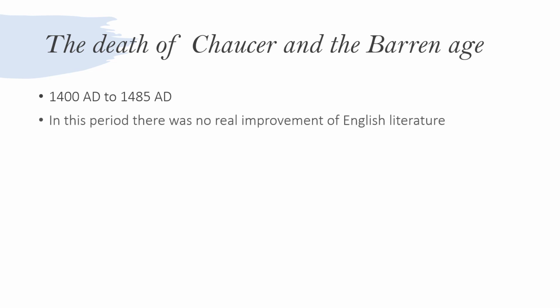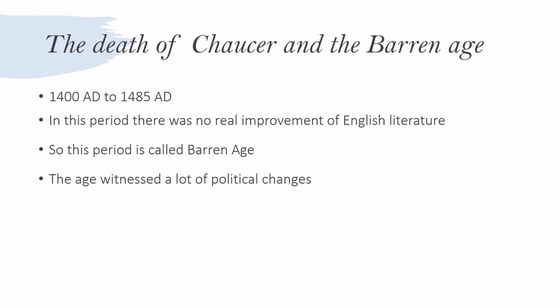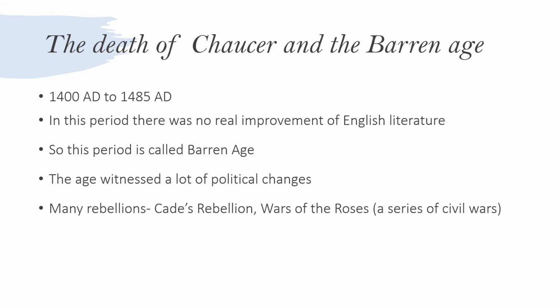The death of Chaucer and the Barren Age. This period is from 1400 AD to 1485 AD. The Barren Age. In this period, there was no real improvement of English literature. It is after the death of Chaucer in 1400. So this period is called the Barren Age of English literature. There was no improvement of English literature. The age witnessed a lot of political changes, and there were many rebellions. Rebellions such as Cade's Rebellion and the Wars of the Roses. Wars of the Roses was a series of civil wars.